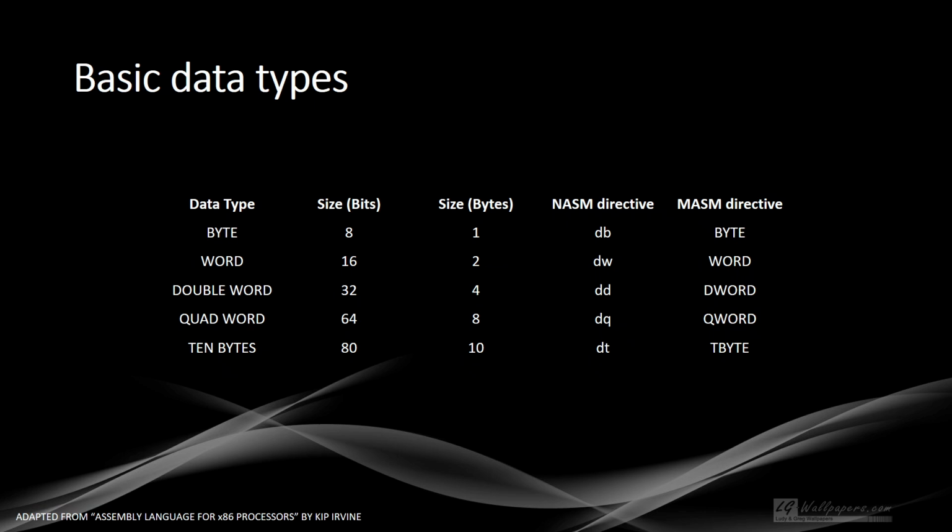And for NASM, it's defined word, and for MASM, it's word. So for the data type, you will see that MASM has the exact same thing to actually define the data type, while NASM has this defined byte, defined word, and so on. And then we have double word, quad word, and 10 bytes. Double word is 32 bits, and quad word is 64 bits. Their directives are dd, dq, and for 10 bytes, which is a t byte in MASM, and then dt in NASM. Its size is 80 bits or 10 bytes.